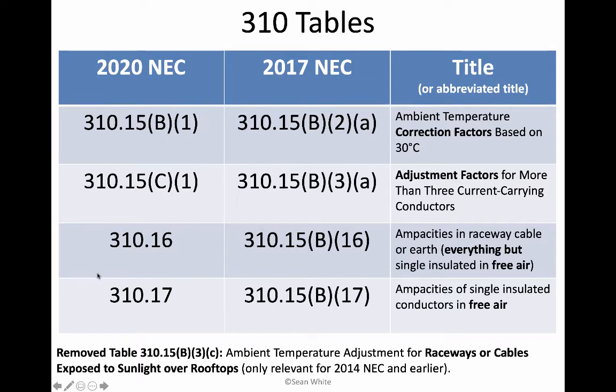And then the next ones, these used to be called this a long time ago, 310.16 and 310.17, not really that long ago. 10 years ago, I think we were calling them these. Now we call them 310.16 and 310.17 again. So 310.16 is, I abbreviate this one, ampacities in raceway or cable on Earth. And that's pretty much everything but free air. So if you have your cables in free air, that's 310.17, formerly known as 310.15b17, which is ampacities of single insulated conductors in free air. So that's pretty much your PV wire behind the modules right there. That's how we know that.